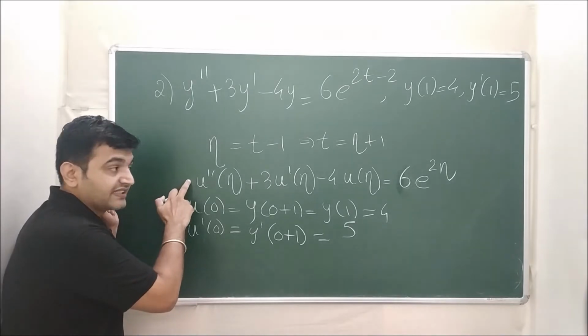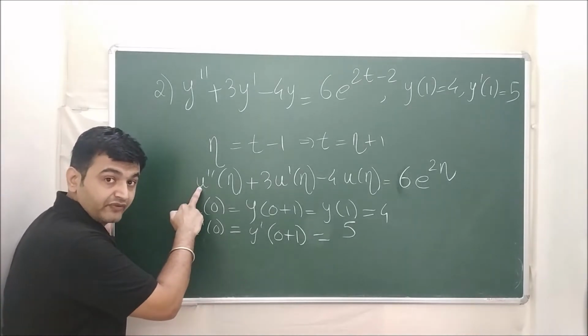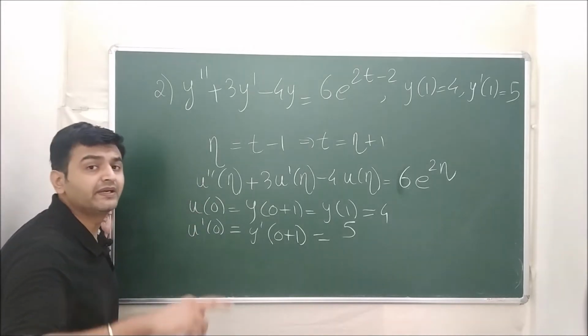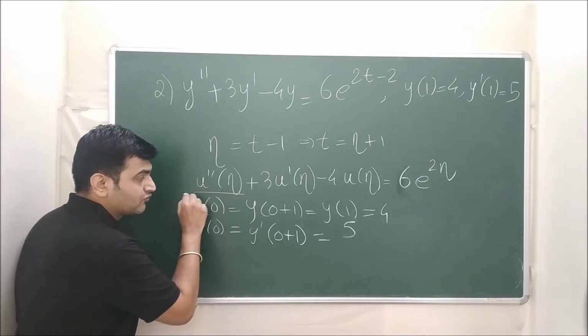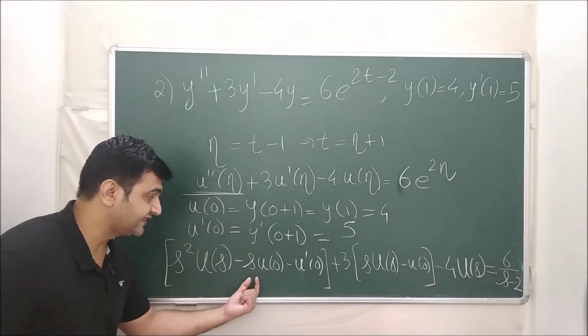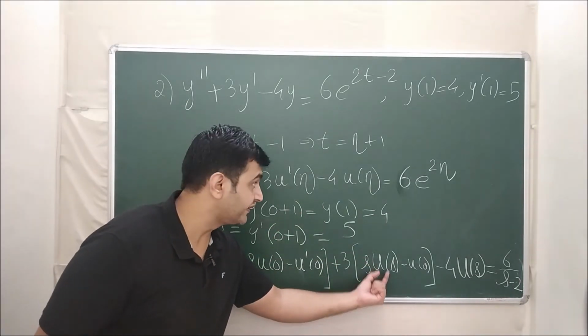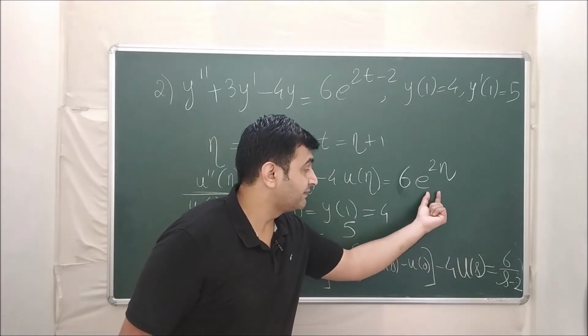Now you apply the Laplace transform over here. So what do I have? I have s square into Laplace of u. Let me call Laplace of u as capital U. If I apply the Laplace transform over here, this will become s square U of s minus s into u of 0 minus u dash of 0 plus 3 into, again using the Laplace of derivative, Laplace of u. And what is Laplace of e raised to at?